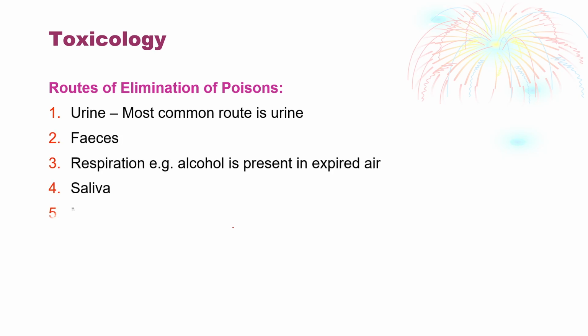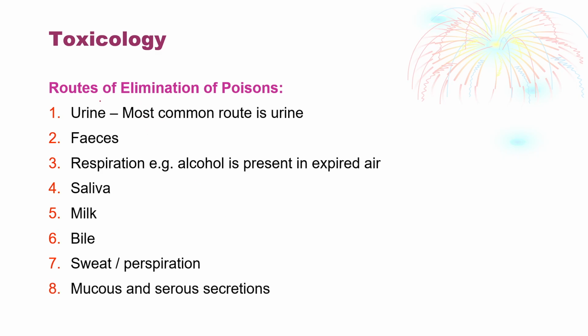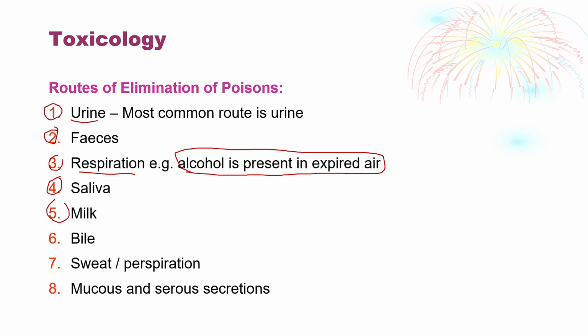Now, what is the second topic? The second topic is route of elimination of the poison, how the poison gets eliminated from the body. So, we know that it can be eliminated in metabolite form in the urine. It might also be in the feces and the respiration. For example, whenever somebody gets drunk, a large amount of alcohol is expired in their air through breathing. So, one can calculate their amount. So, we can find out by the respiration, as well as through the saliva, milk, bile, sweat glands or perspiration, or mucous secretion membrane.